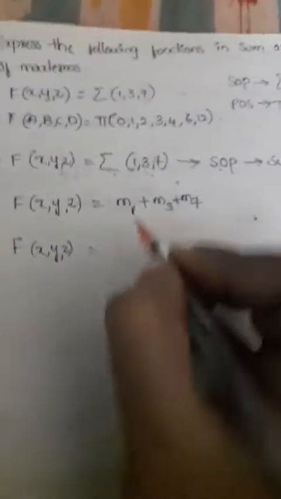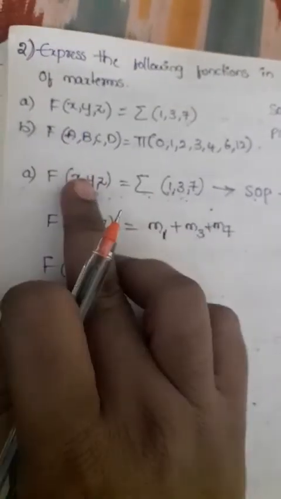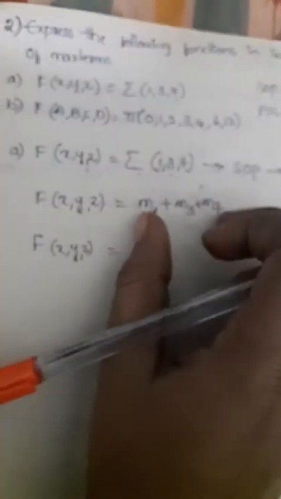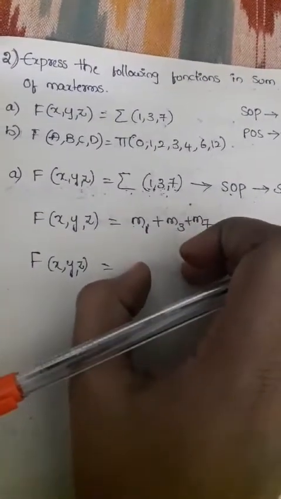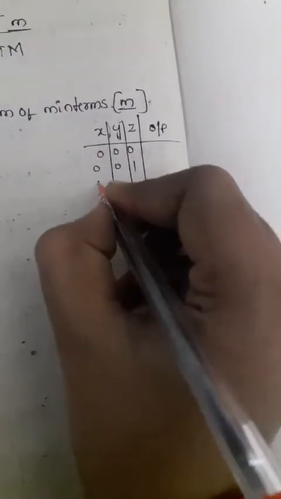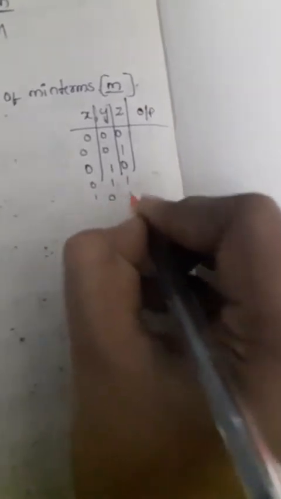Now the next step: m1, m3, m7 involve three variables. For three variables we get a total of 8 possibilities. You already know the truth table for three variables, x y z and the output: 000, 001, 010, 011, 100, 101, 110 and 111. So these are the 8 possibilities for three variables.